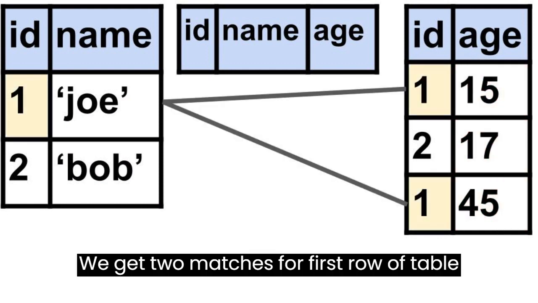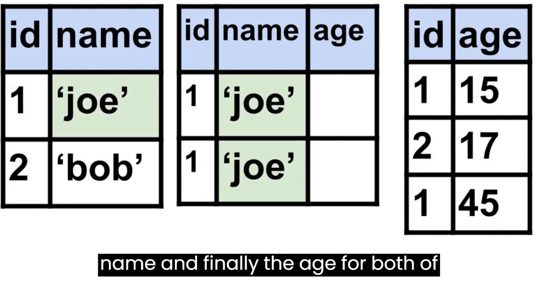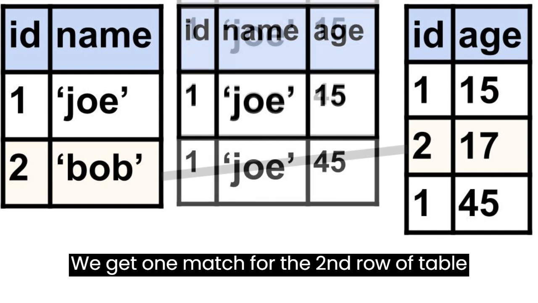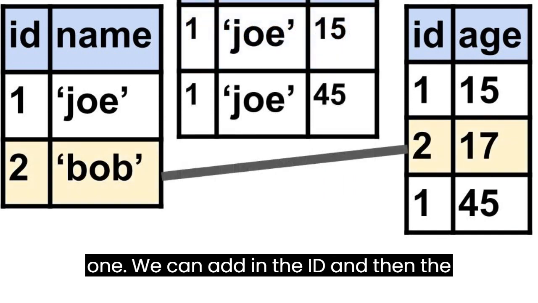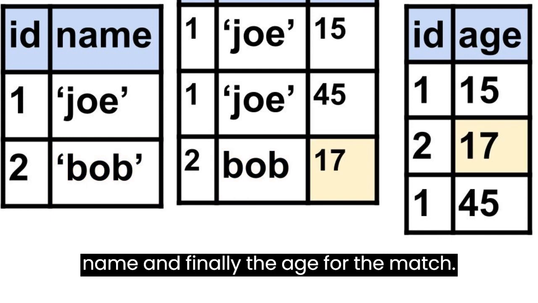We get two matches for first row of Table 1. We can add in the ID and then the name and finally the age for both of these matches. We get one match for the second row of Table 1. We can add in the ID and then the name and finally the age for the match.